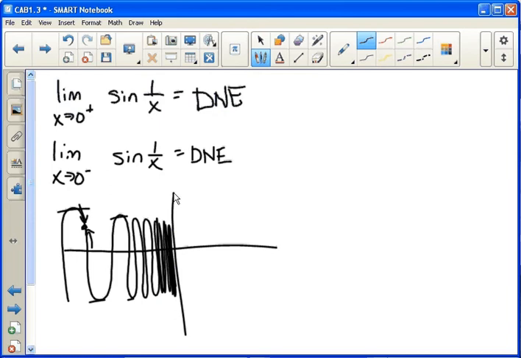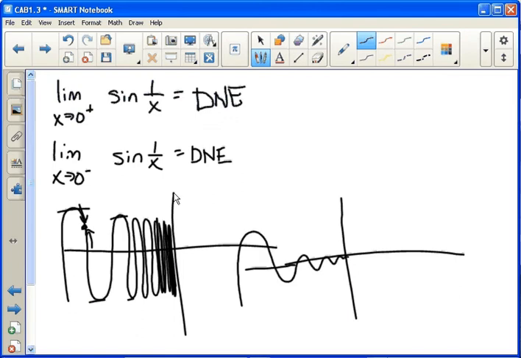One thing I want to make clear though is there's a difference between what I drew originally and this picture. This one, while it is bouncing back and forth, is doing so less and less each time. So this one would have a limit at 0 because the values are getting closer and closer to a single value, even though we're bouncing less and less each time. The problem with this first picture is it's bouncing the same amount over and over, and it does so more and more quickly.